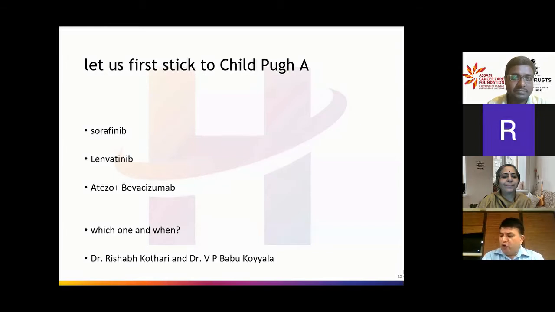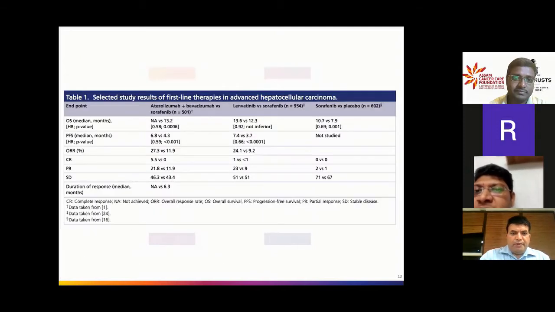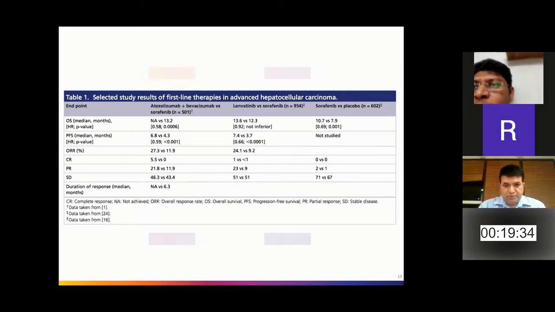Dr. Rishabh, I'm sorry, I think in this slide I have spelled your name incorrectly. What would you use and when? Sir, atezo-bev if the patient is Child Pugh A, no varices or treated varices, and financially feasible for the patient. In the rest of the scenarios, initially I was giving sorafenib only for B7, but now I'm switching to lenvatinib for B7. Otherwise, in most situations, I'm giving lenvatinib over sorafenib. I find it more tolerable than sorafenib.